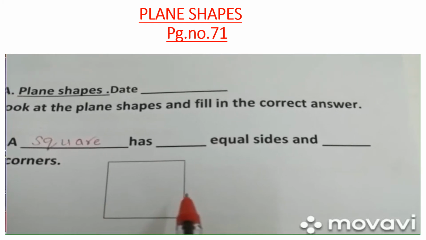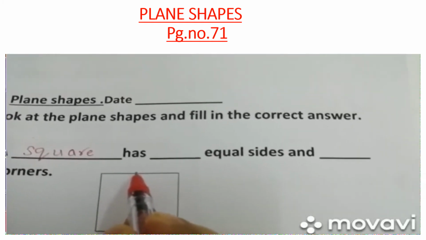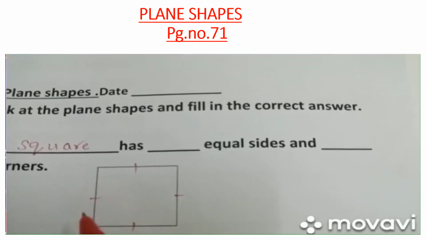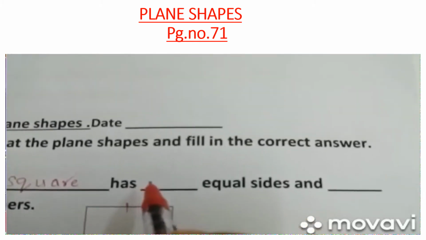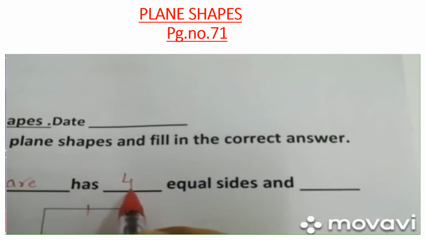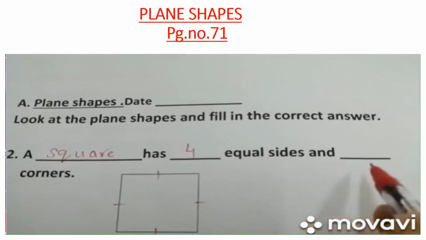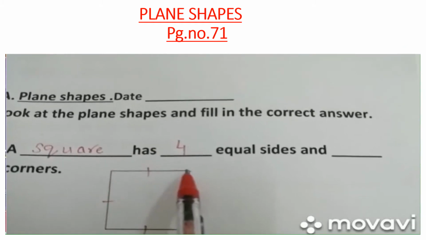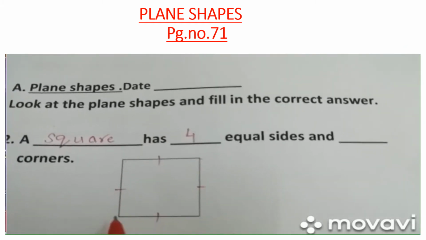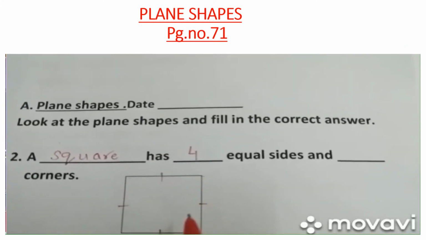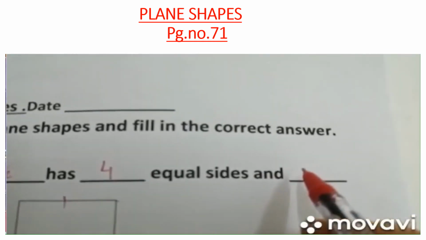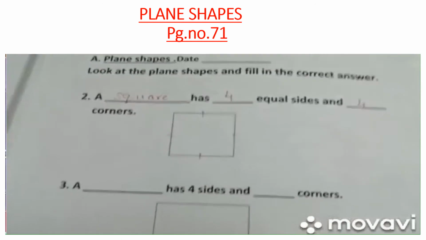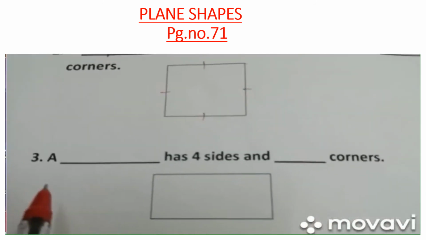So a square has how many sides? Count 1, 2. See, I will count it like this. 1, 2, 3, 4. So a square has how many sides? Four sides and dash corners. Count the number of corners. 1, 2, 3, 4. So how many corners is a square having? 4 corners. Okay.